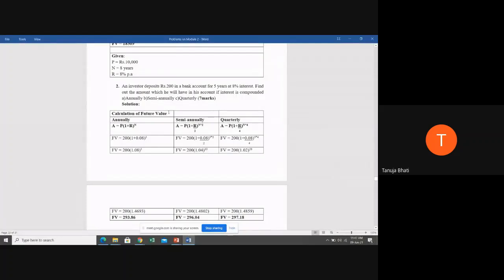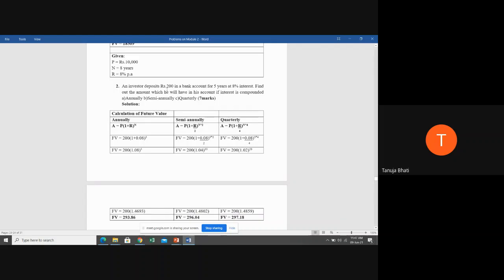The second question that was asked in the same question paper that carried 7 marks is: an investor deposits 200 in a bank account for 5 years at 8% interest. Find out the amount which he will have in his account if the interest is compounded annually, semi-annually, and quarterly. So here they again want us to find the compounded value. Compounded value in other terms is nothing but calculating the future value.